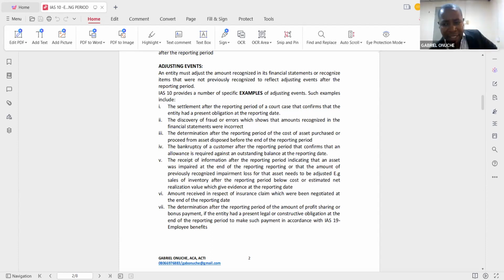This means there are situations where a company is negotiating with another company, either to purchase an asset or to dispose of an asset, and they have not concluded before the end of the financial year. It came after the reporting period.